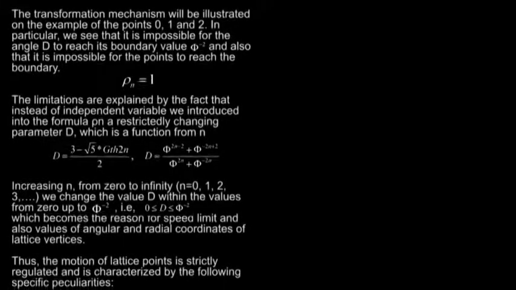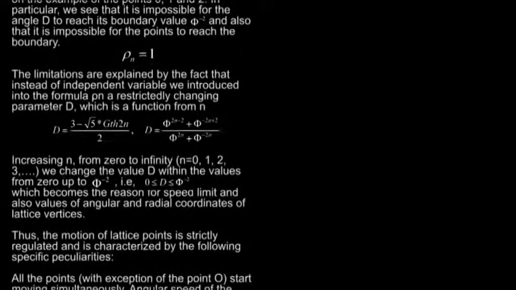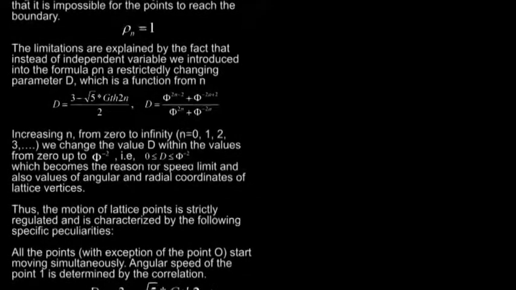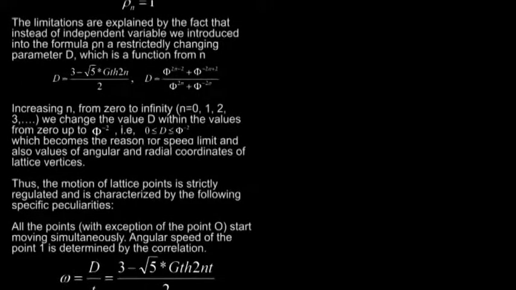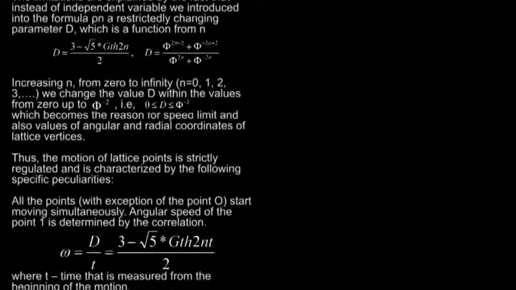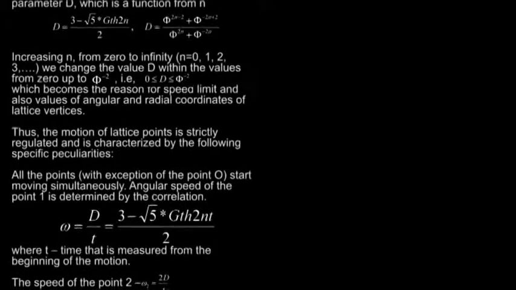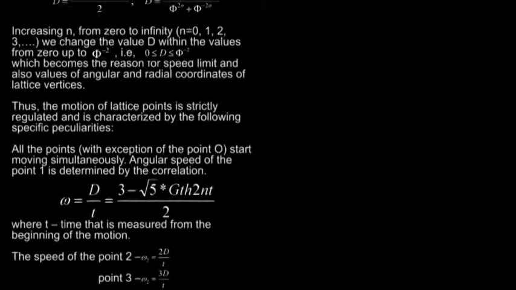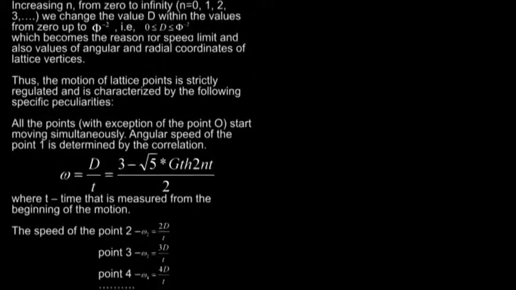The limitations are explained by the fact that instead of an independent variable, we introduce into the formula a restrictedly changing parameter d, which is a function of n. Increasing n from 0 to infinity, we change the value d, which becomes the reason for the speed limit and also for the values of angular and radial coordinates of lattice vertices. Thus, the motion of lattice points is strictly regulated, and it is characterized by the following specific peculiarities.